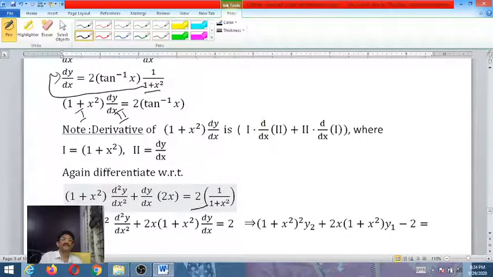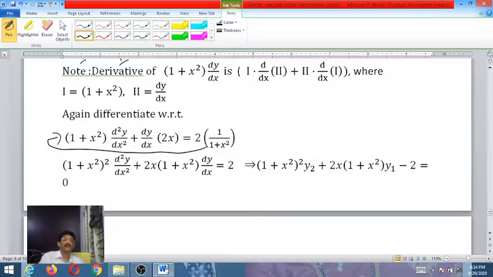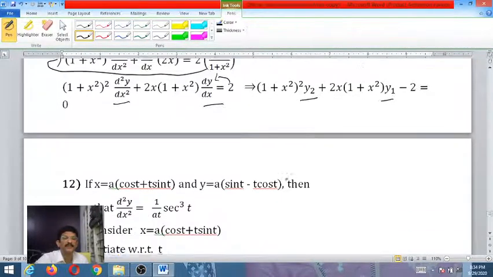This 1 plus x square is cross multiplied to this one here. What happens now? 1 plus x square into 1 plus x square, 1 plus x square whole square. Here you multiply this, 2x into 1 plus x square into dy by dx equals 2. 2 transfer here, it is minus 2 equals 0. What is d square y by dx square? y2. What is dy by dx? y1. So this is the answer. It's a very simple problem compared to the earlier problems.